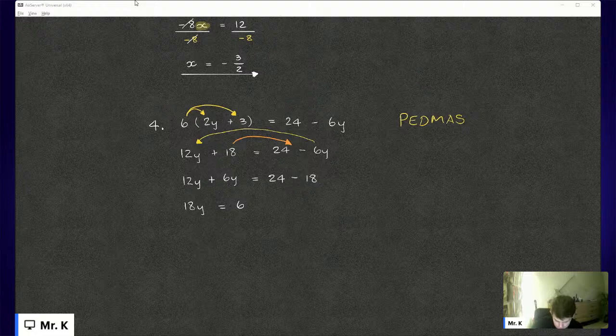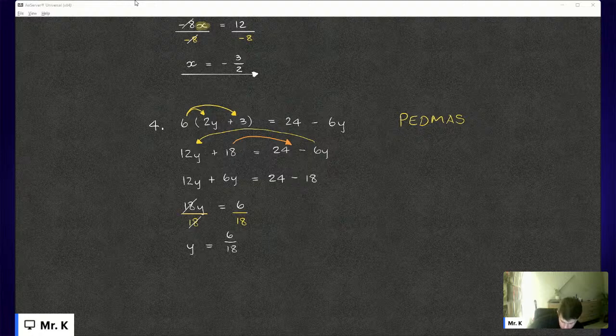12, sorry, y plus 6y gives us 18y, and this is equal to 24 minus 18, which gives us the value of 6. In this case, we want y on its own, but right now it's being multiplied by 18. So we divide by 18 on both sides of the equation. Remember, even if there were more than just one term on either side of the equation, you would still divide everything by that value. So on the left-hand side, our 18s are going to cancel, leaving us with y. And on the right-hand side, we have 6 over 18, which is equal to 1/3. That will be your final answer.